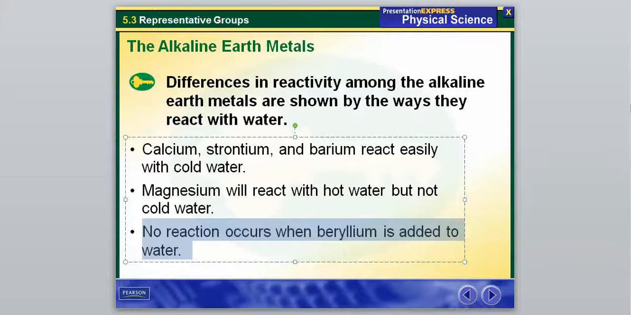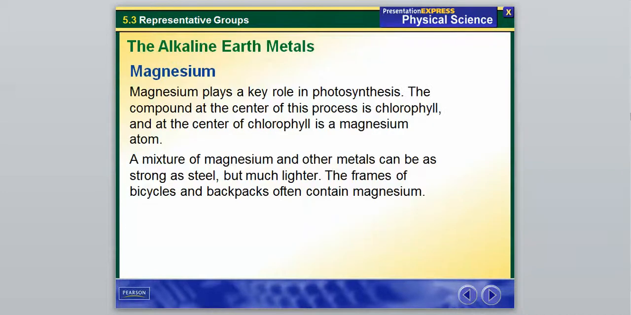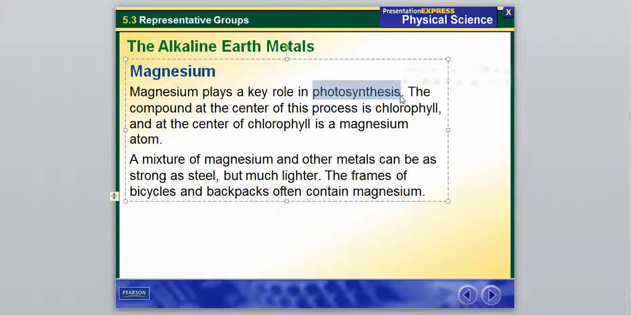And so now we're going to take a look at some examples of different elements that are found in the alkaline earth metal group, and how they maybe play a role in everyday life, because that's what a lot of these elements do. So our first one is magnesium, and it plays a key role in photosynthesis. So hopefully you know what photosynthesis is. It's the process that plants do to convert the energy in the sun. And they take in water and CO2 as well to release oxygen and create their own food.